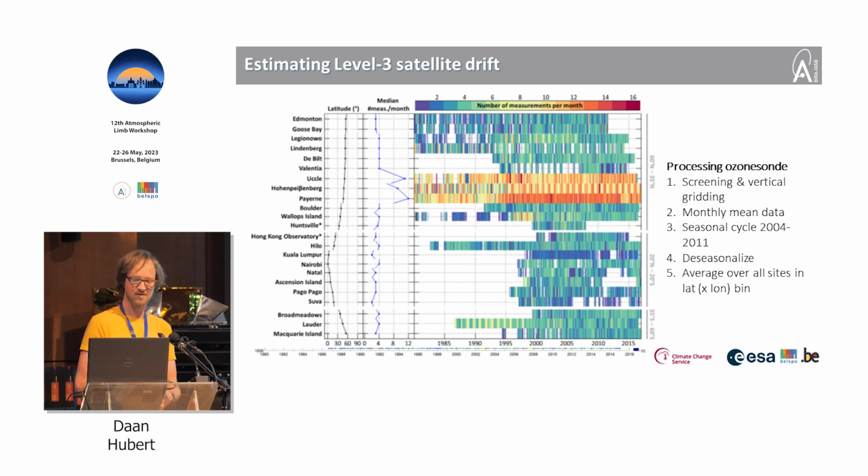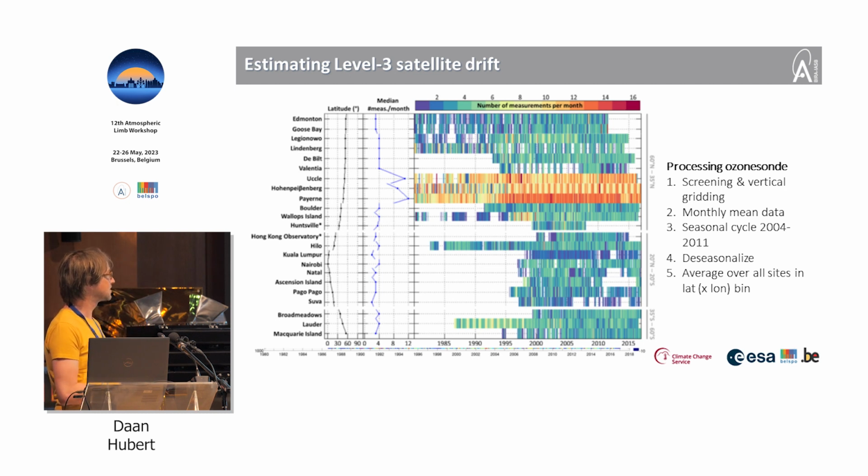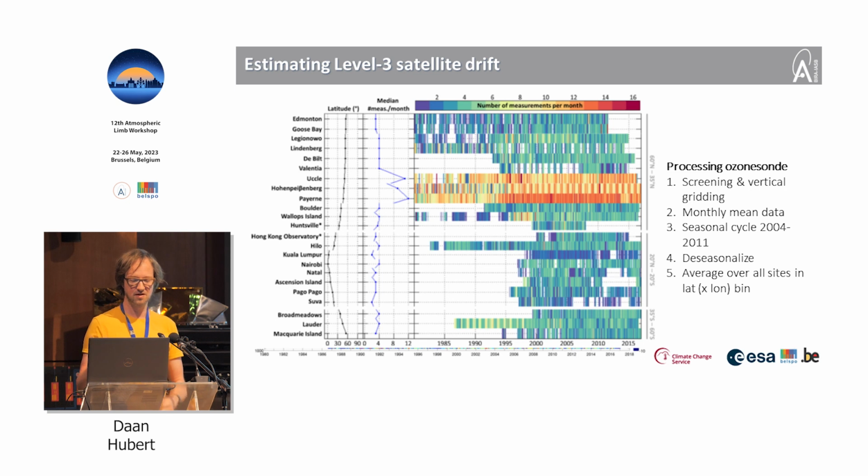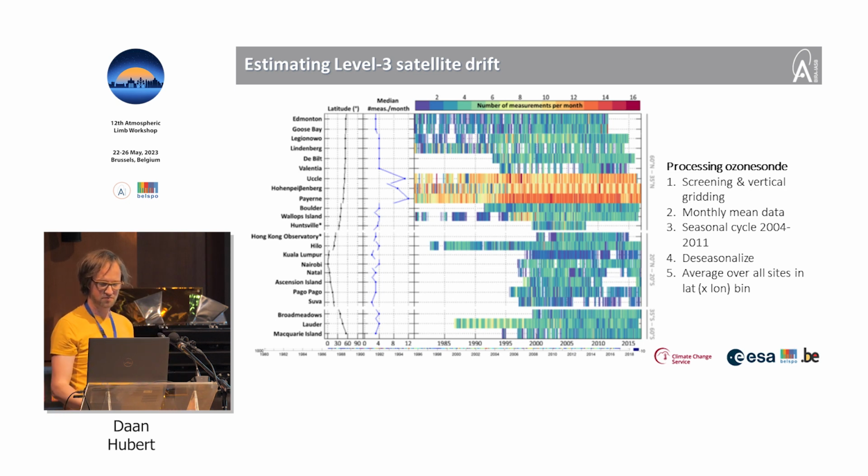So what I do is that these ozone sonde data I calculate the monthly mean, take out the seasonal cycle, so to arrive at deseasonalized data. So since we have biases between these ozone sonde sites, this procedure kind of takes out the bias between sites. So then you can average all sites in a given latitude bin or longitude bin if you work with lat-long gridded data. So this is how the sonde data is converted to a level 3 style product.